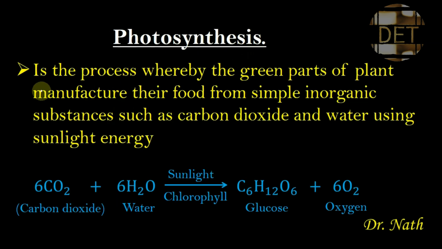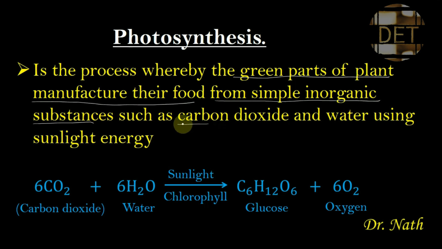So what is photosynthesis? Photosynthesis is the process whereby the green parts of plants manufacture their food from simple inorganic substances such as carbon dioxide and water using sunlight energy. So they manufacture their food from where? From simple inorganic substances such as carbon dioxide. So these simple inorganic substances are carbon dioxide and water.